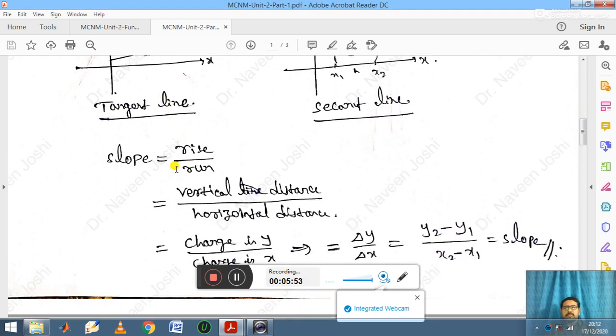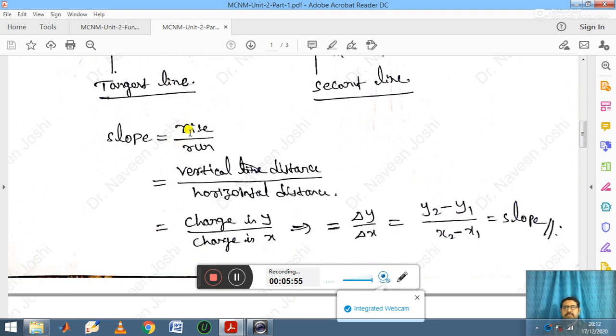Then, to calculate the slope of the curve, we usually use the formula rise by run. Rise is nothing but vertical distance divided by horizontal distance. Vertical distance is always denoted by the y-axis, so we can write it as change in y divided by change in x. Change is represented by the symbol delta, so delta y by delta x. It means y2 minus y1 divided by x2 minus x1 gives the slope of the line.